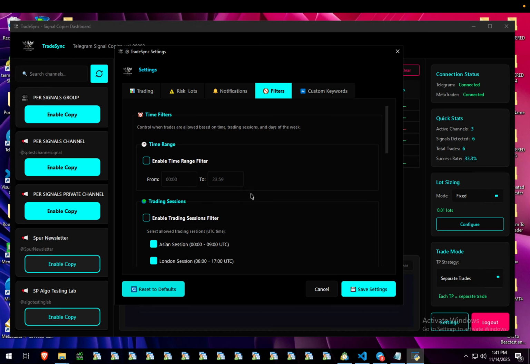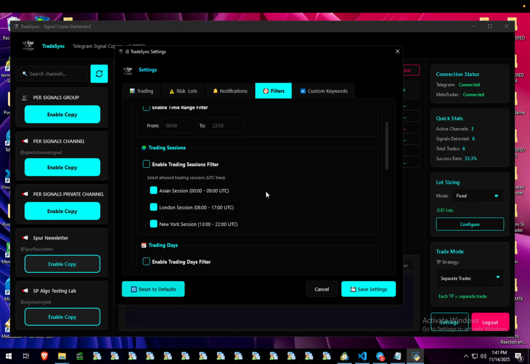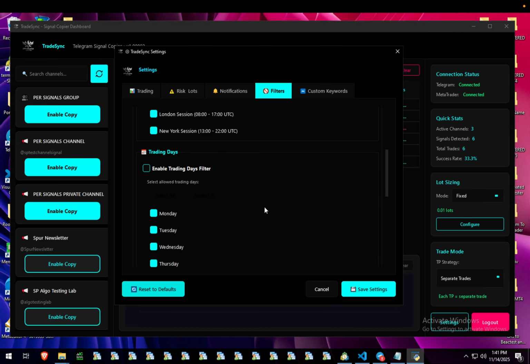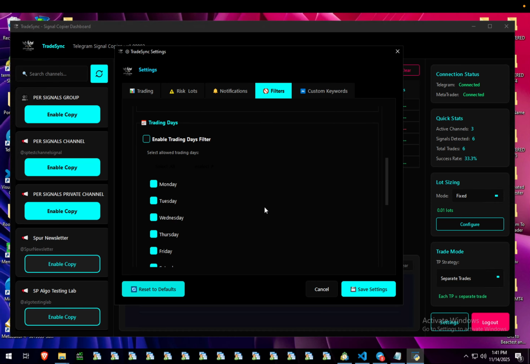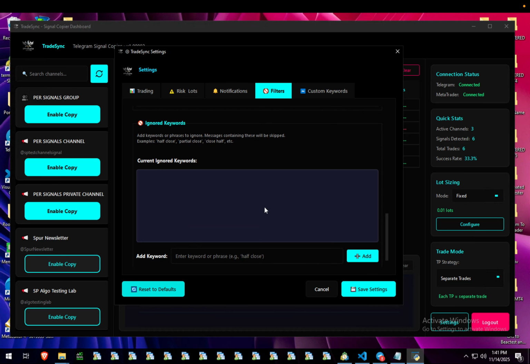In the Filters tab, you can control exactly when trades are allowed to execute. You can filter by time, choosing a specific time range for trading. You can filter by trading sessions, such as the Asian session, London session, or New York session. You can also filter by trading days, selecting which days of the week trades are permitted. This gives you powerful control over when your trading activity takes place.